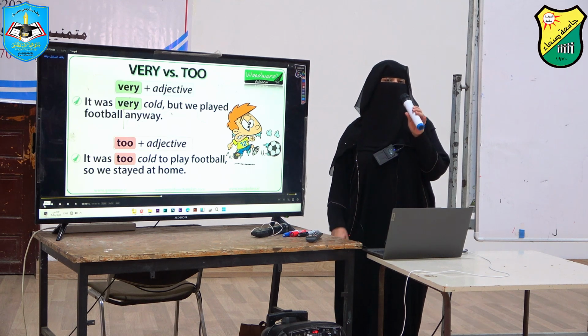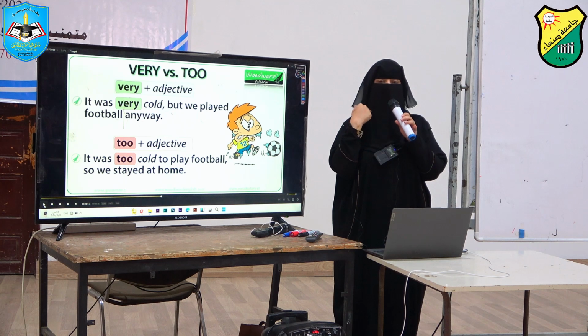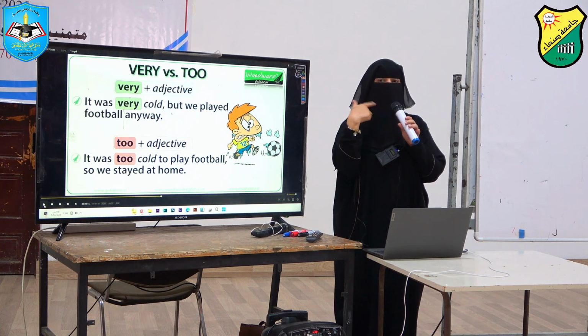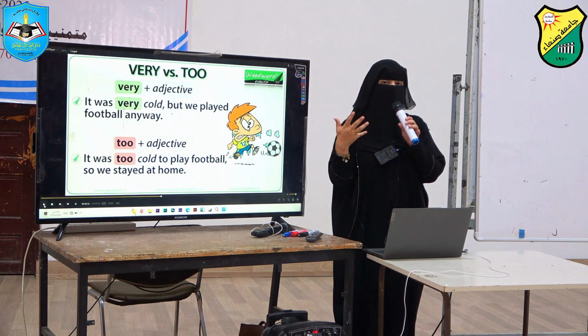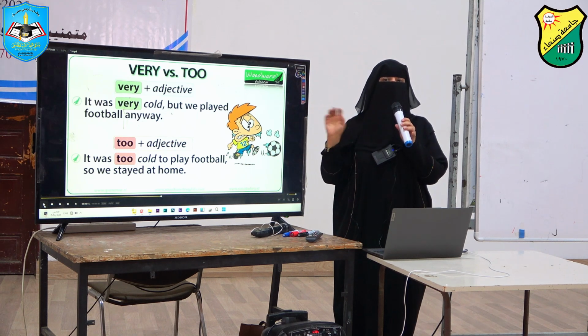So how can I use this or this? It's according to the meaning you want to send, either by speaking or writing. If the writer wants to say that it is negative, you will use too. If it is positive, you will use very. If the speaker says too, you will understand the meaning is negative. So there is no difference in structure.